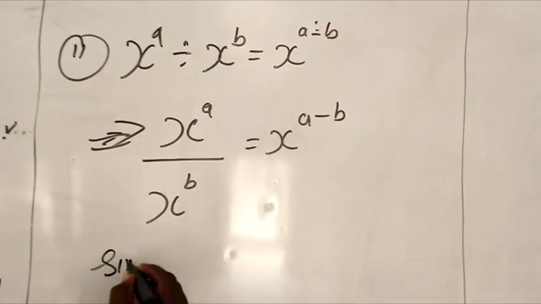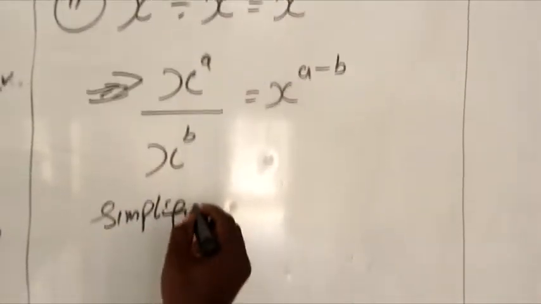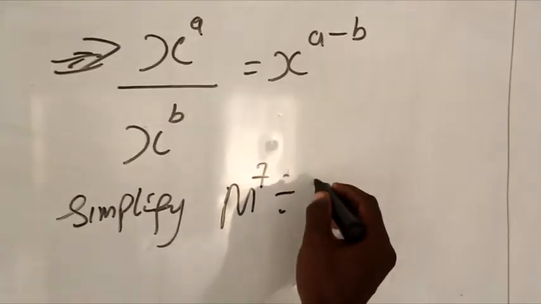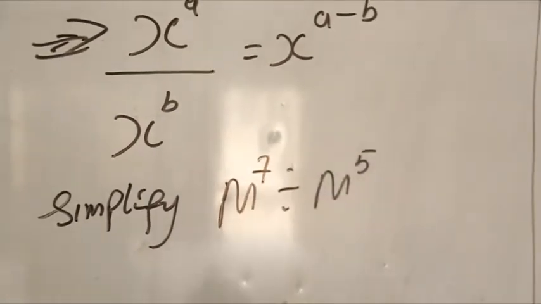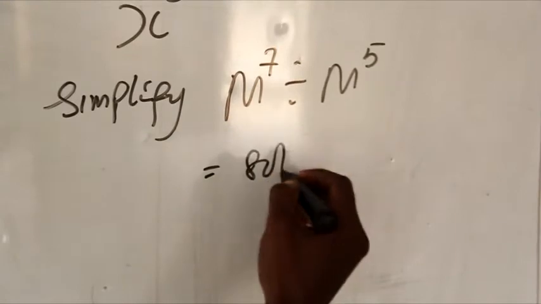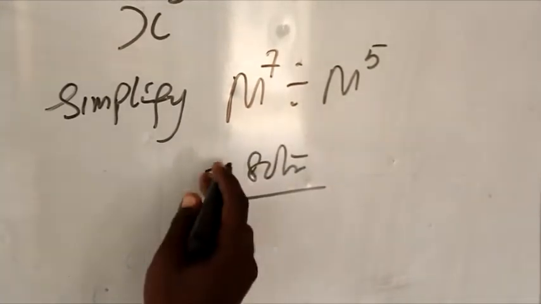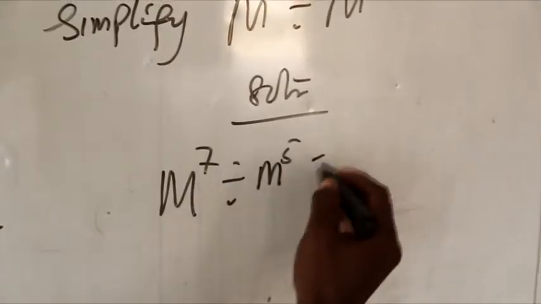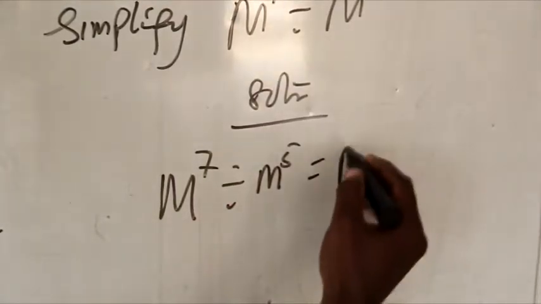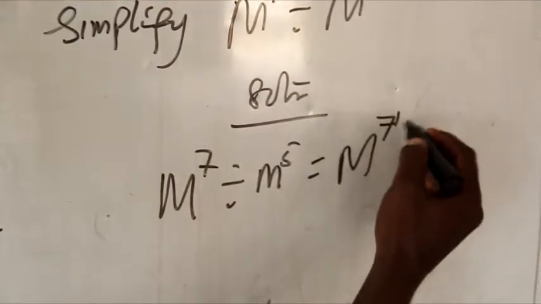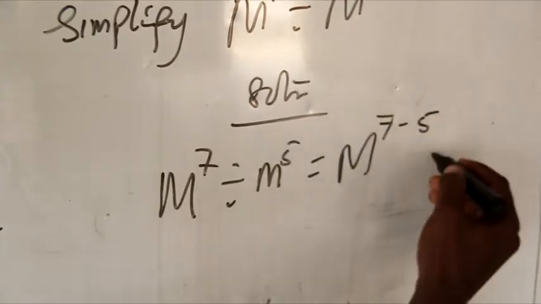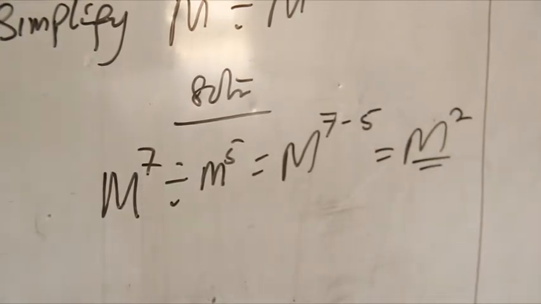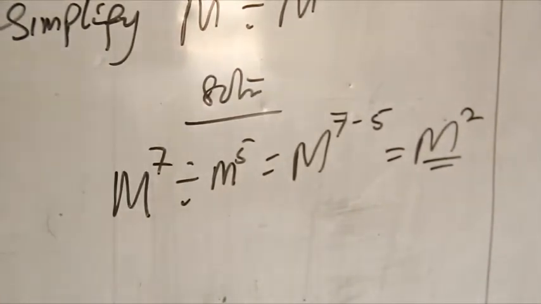In case you are asked to simplify m raised to the power of 7 divided by m raised to the power of 5, you know that the solution will look like this. m raised to the power of 7 divided by m raised to the power of 5. Just subtract the powers. Take m to the power of 7 minus 5. This gives us m raised to the power of 2, since 7 minus 5 is 2. So we stop there. Alright.